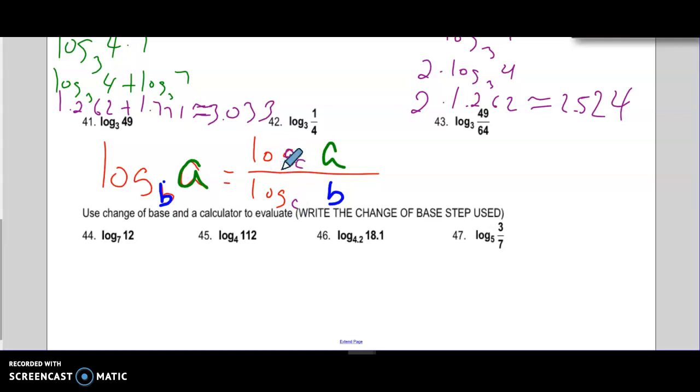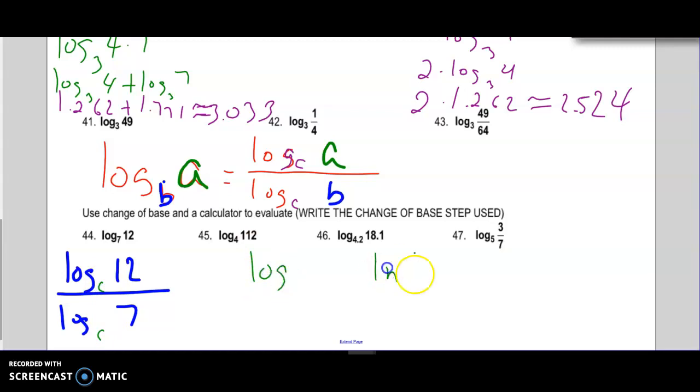All right. So for example, 44, 12 is the argument up top, 7 is the argument on the bottom. You would type that into your calculator. Base is your choosing. So whatever you want to pick. Most common ones are going to be your natural logs and your common log, where it's log base 10. But the base is your choice.